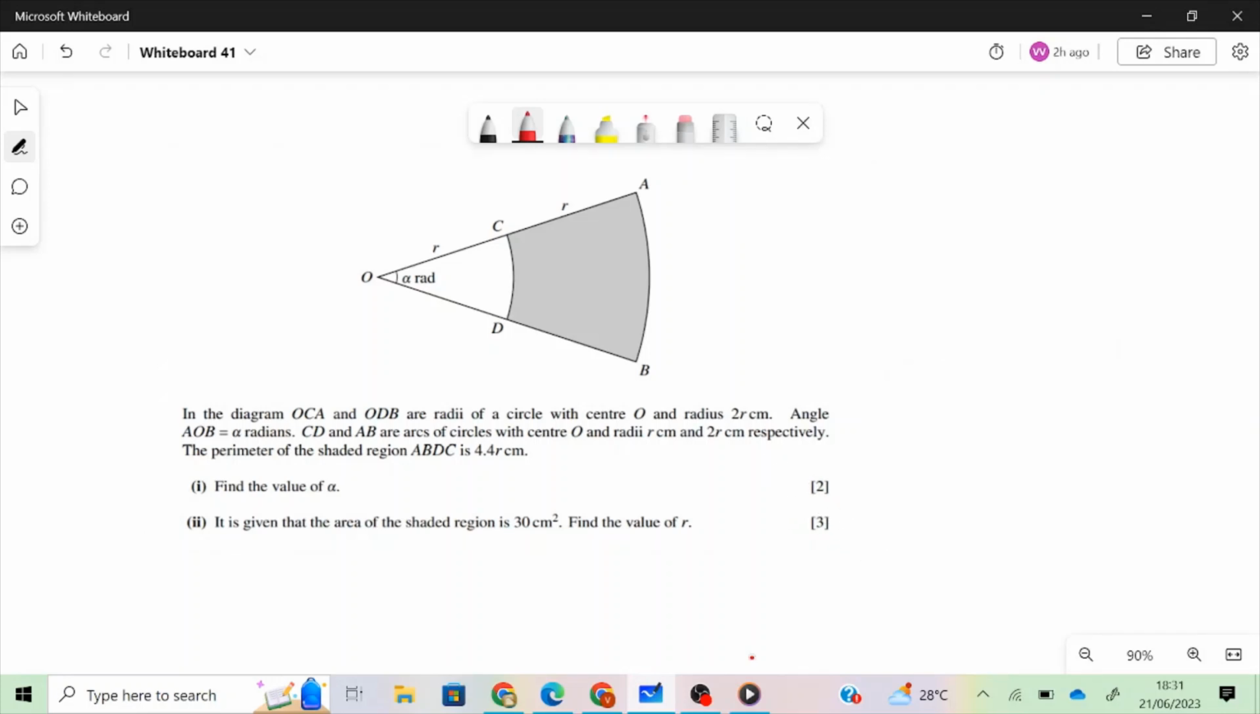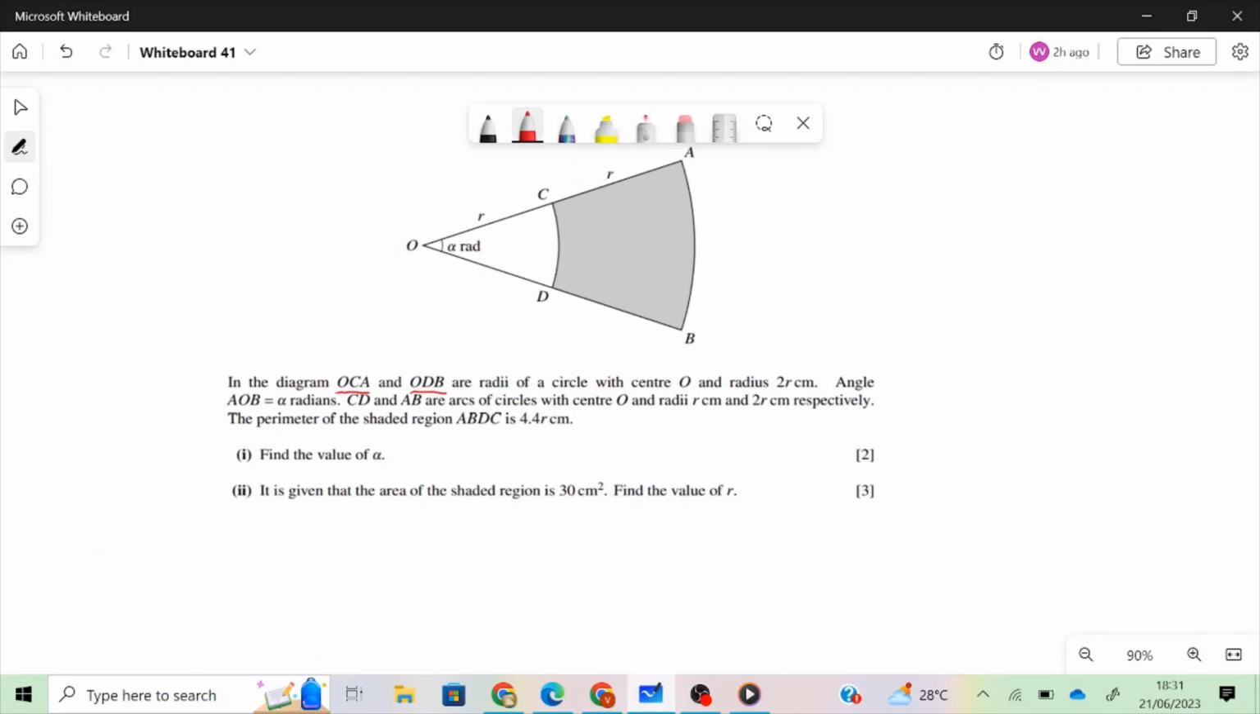Okay. This one says, in the diagram OCA and OBD are radii. Radii is the plural of radius, so there are two radii we're working with here. They are radii of a circle with center O and radius 2r cm. Okay, good to know. Angle AOB is alpha radians.